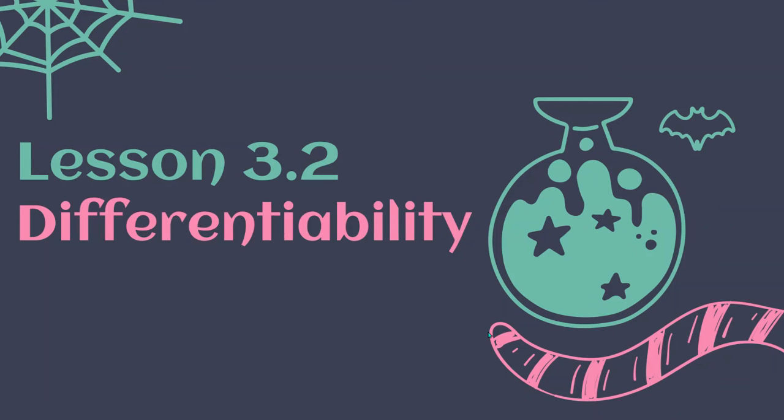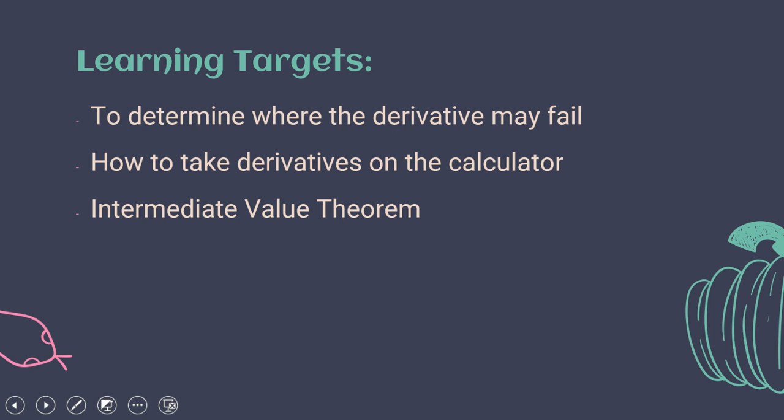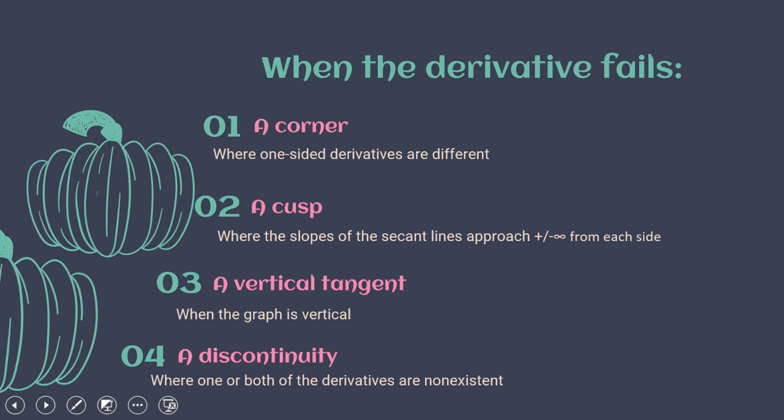So this is a little bit more about differentiability from lesson 3.2. I wanted to go over a couple of things with you and discuss them a little bit further. So the things we need to know are how to determine where the derivative is going to fail. I do want to talk about how to take derivatives on the calculator. And then we're going to talk about the intermediate value theorem as it relates to derivatives.